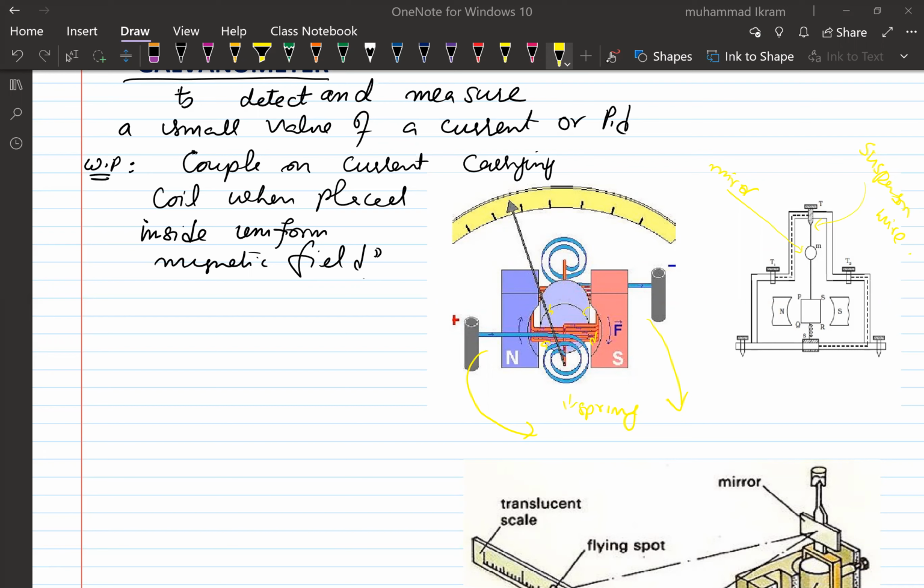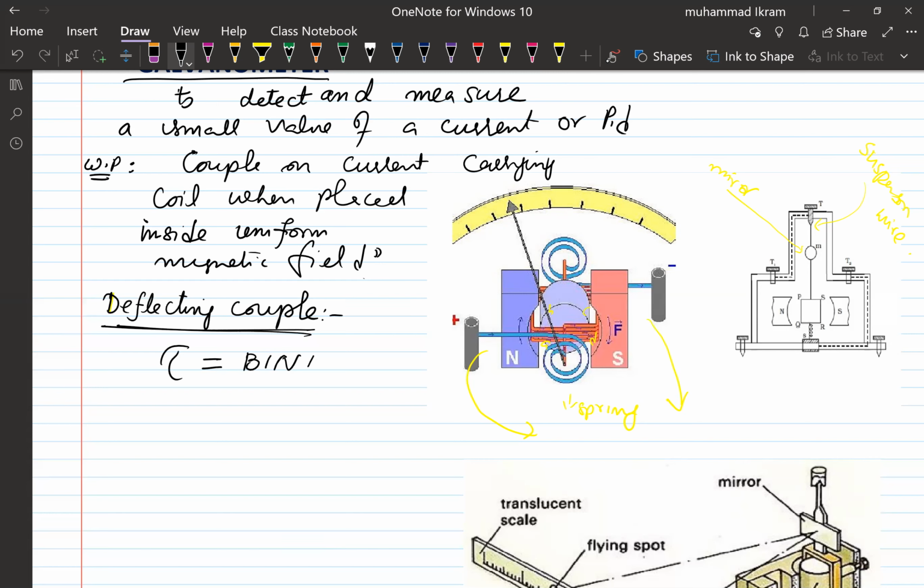Then look, there are two important things here for the galvanometer. There are two kinds of couple. One we call the deflecting couple, clear. The deflecting couple is just because of the torque or the couple acting on a conductor when placed in a uniform magnetic field, and we have just done this right now, and that was BINA, if you remember, clear. So we have one couple.